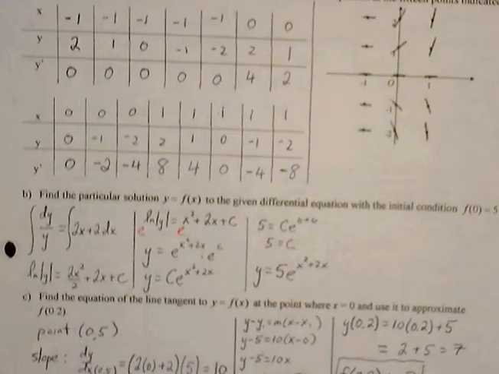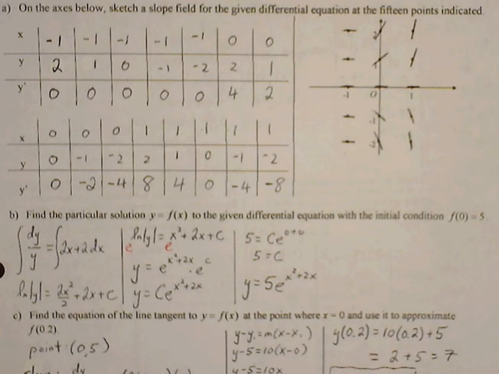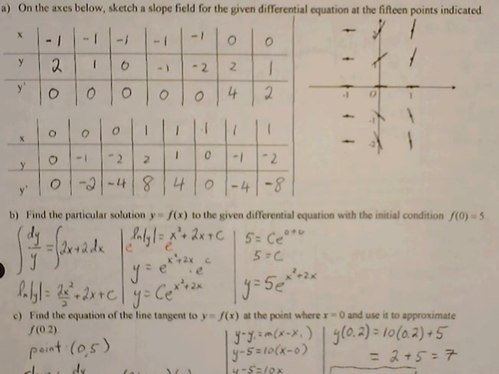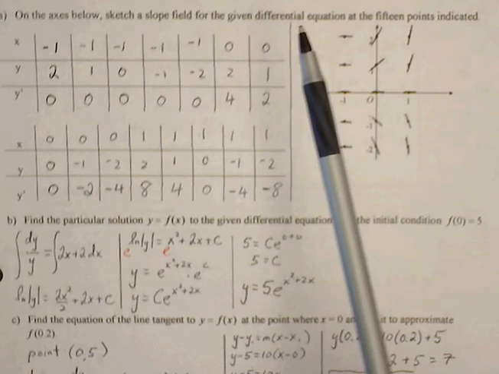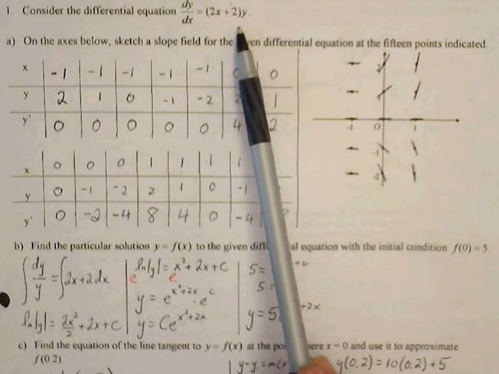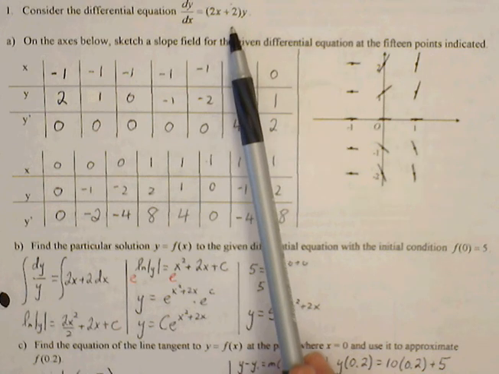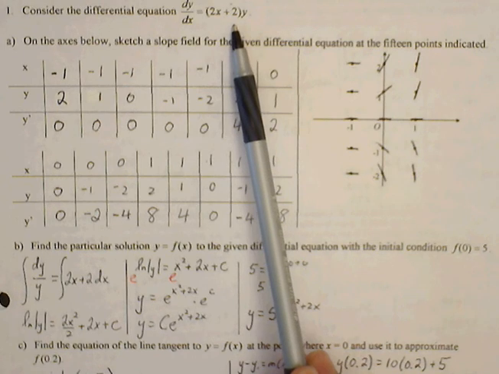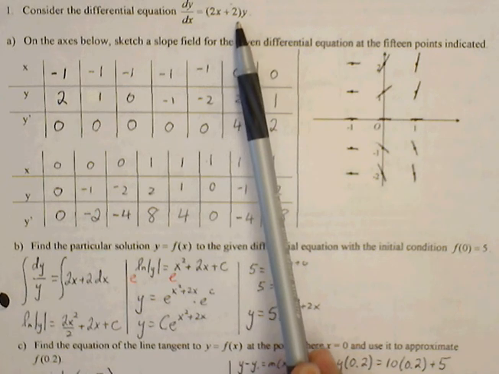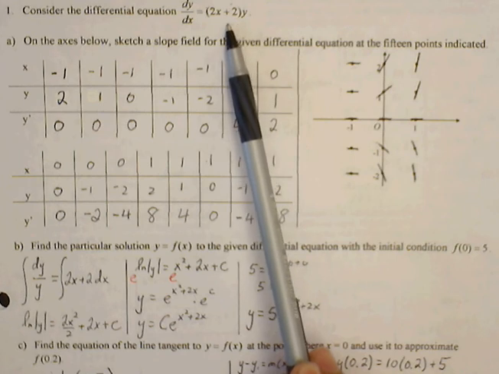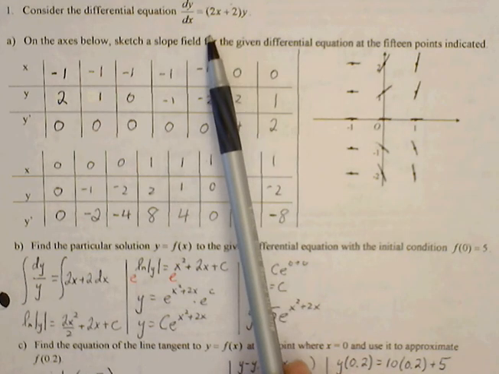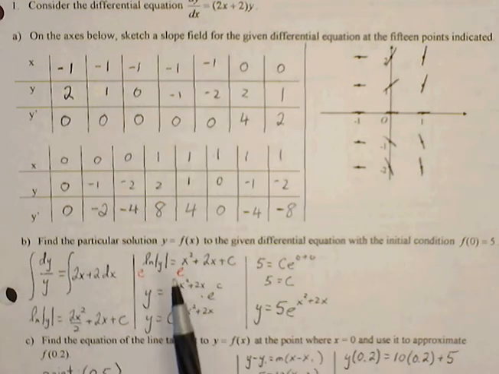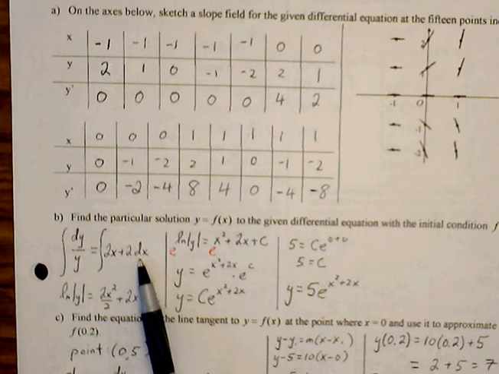Let's look at part B. Find the particular solution y equals f of x for the given differential equation with the initial condition of the ordered pair 0, 5. So we're starting with the differential equation, and we are simply taking the necessary steps to separate the variables, find the antiderivative and get to the general solution, and then move on to the specific solution by plugging in the ordered pair. After we separate the variables, let's get the y's and dy's on the left and the x's on the right. This is what we have.